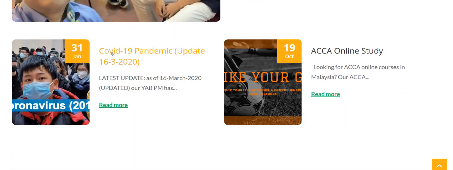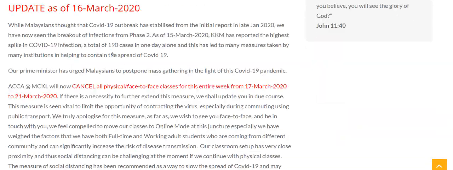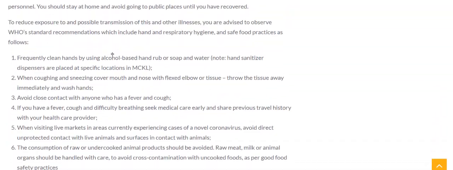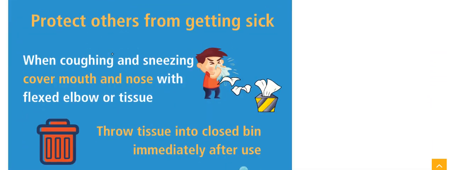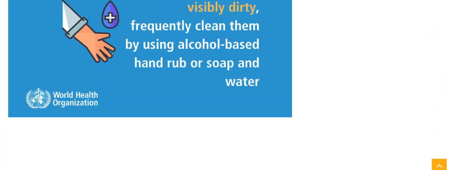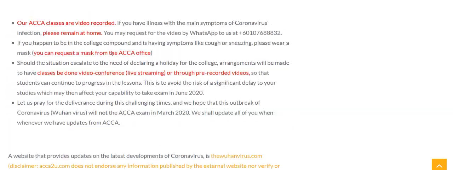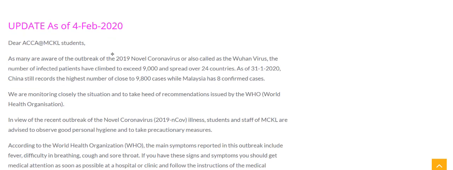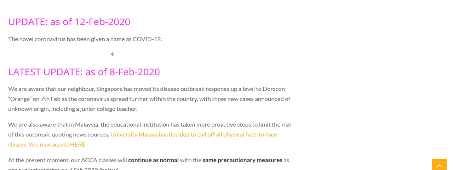Yeah, so if you see that our COVID-19 announcement was way back, as early as the 4th of February. That means it's right after Chinese New Year. We have already taken this risk into consideration, and we have been telling students that we are getting ready.